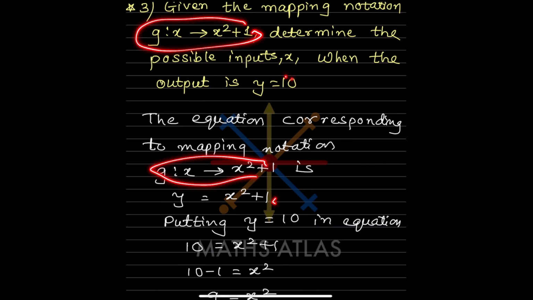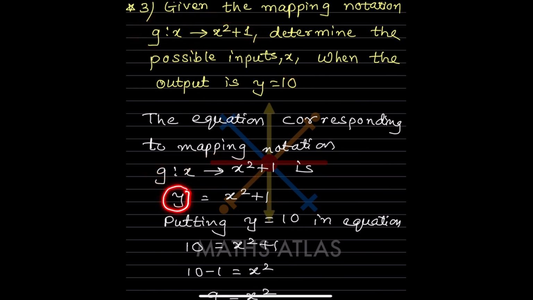Given that g of x means that it is nothing but y. Whenever we write f of x, that is y. So here g of x is going to be y, and this is x squared plus 1, as given. So putting y equal to 10 here.